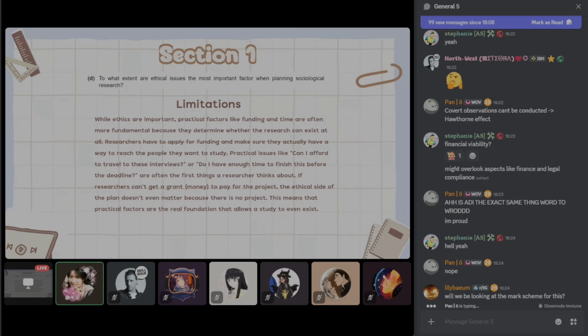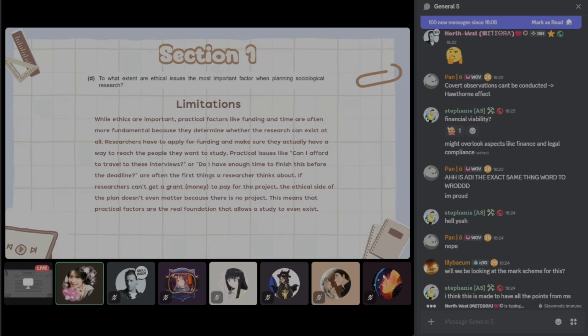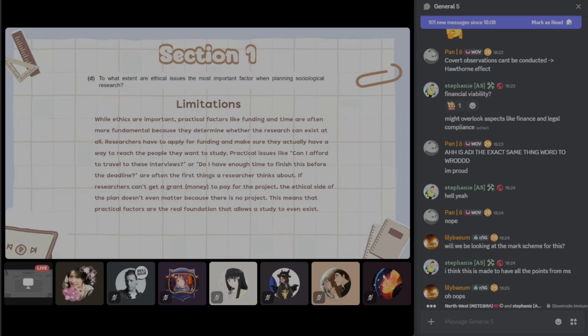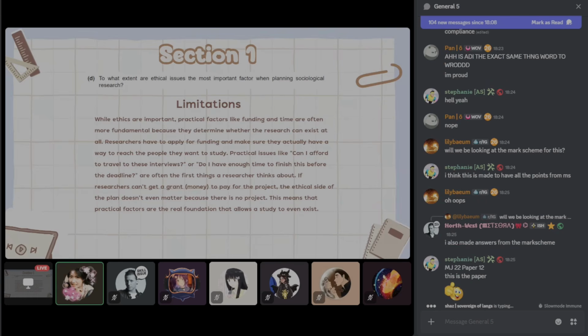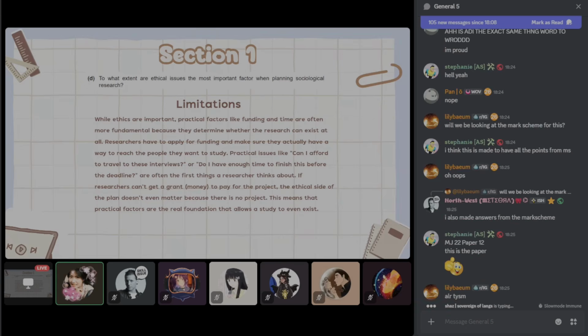Will we be looking at the mark scheme for this? At least for my part, I mentioned the mark scheme answers. For this one, I'll be giving you guys the mark scheme paper later on in the sociology chat. But yes, this is made to have all the points from the mark scheme. Thank you, Stephanie. So don't worry, all these answers are also mark scheme based.